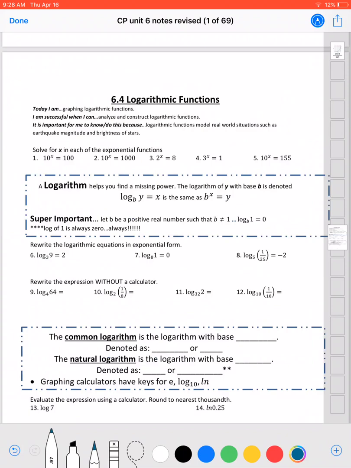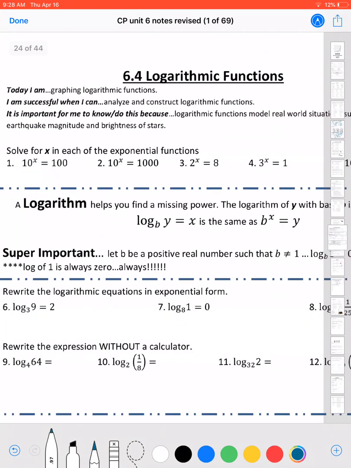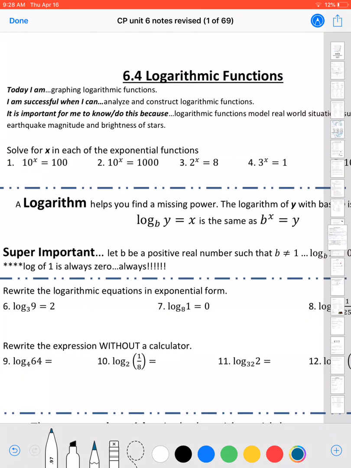Logarithmic functions, similar to square roots and the exponent of 2. They undo one another. Logarithms and exponential functions sort of undo one another as well. So just to start off, it says, okay, solve for x in each of these cases.